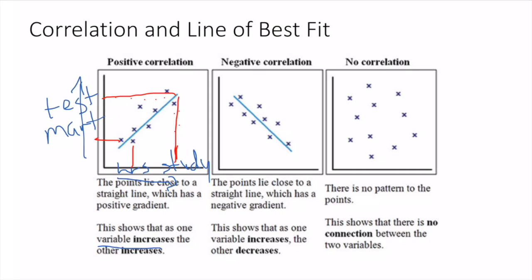Okay, so negative correlation. Now as I increase in the x direction, I'm actually decreasing in the y direction. An example of things with a negative correlation might be, we'll stick with the test mark. So this is my test mark on my y axis. My x-axis might be hours spent watching TV. If I watch a whole bunch of TV, I'll probably end up with a lower mark.